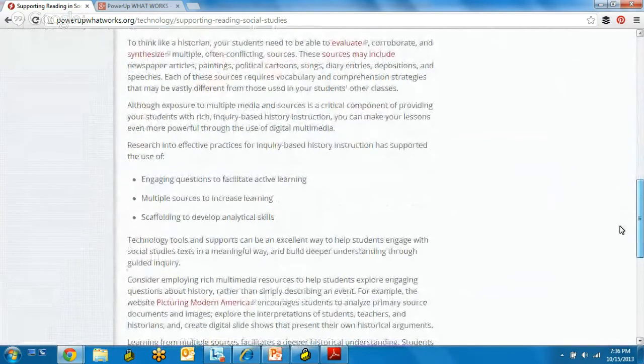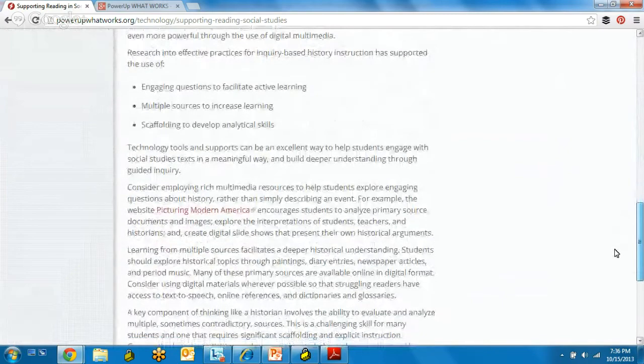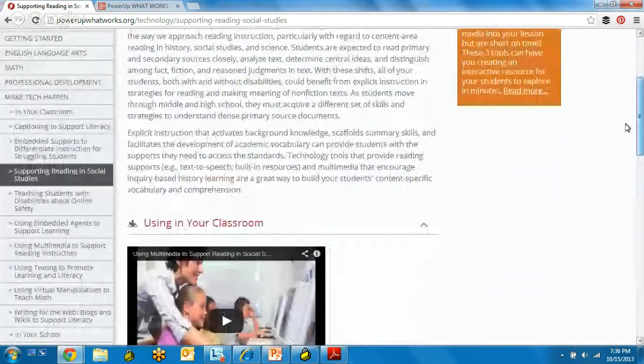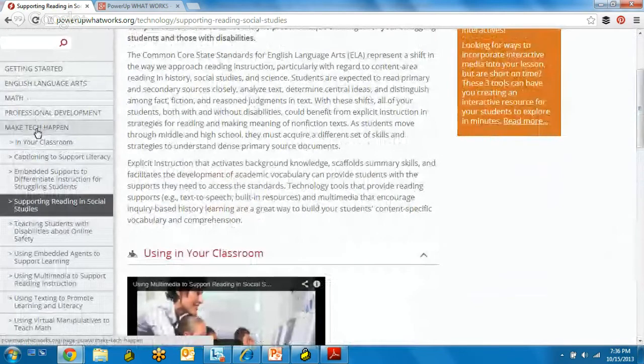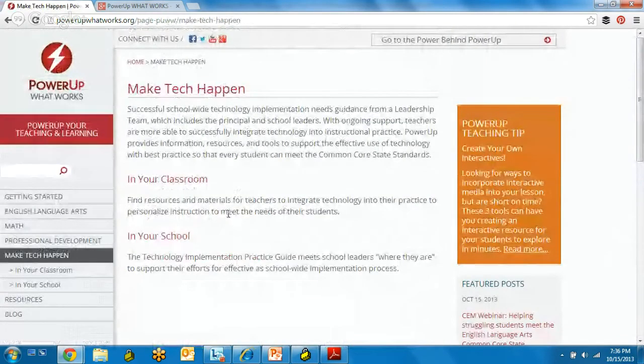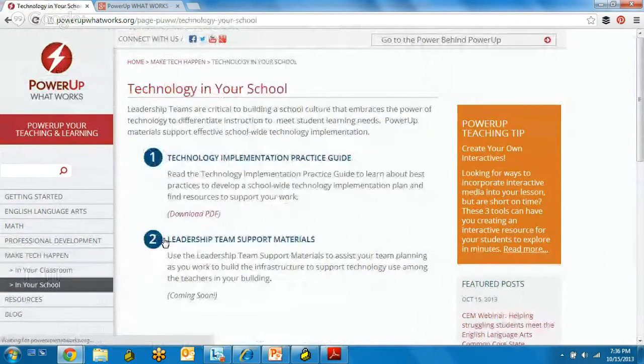Okay, great. But Tracy did ask about implementation. So let's go back there. So in Make Tech Happen, we could be in your classroom or in your school. And in your school, we're thinking about what does it take to create a supportive environment across a school so that teachers have the support that they need, so that those people from technology, from curriculum, from special ed, from ELL, from assessment, that their voices come together and they're thinking school-wide, what does it take?